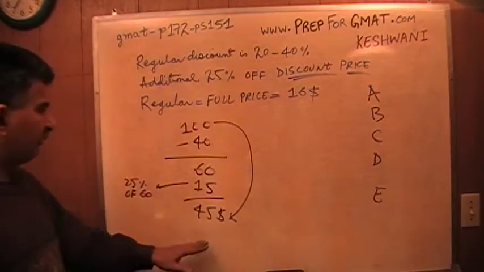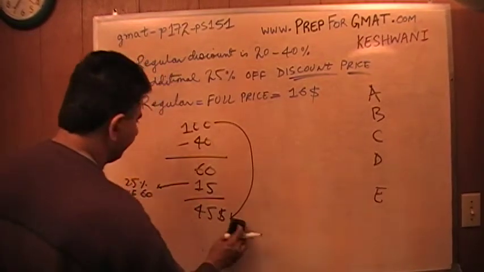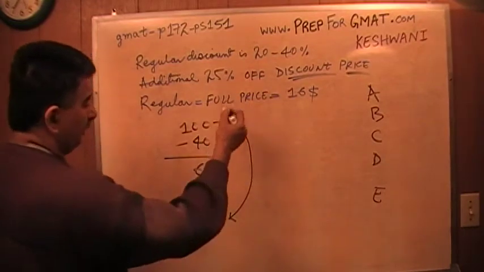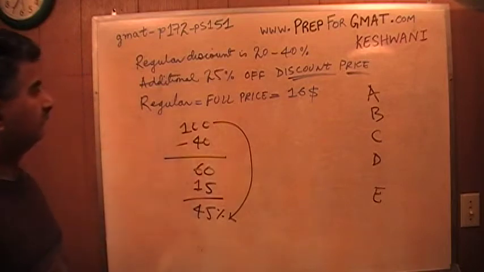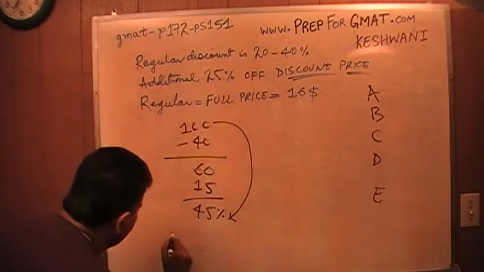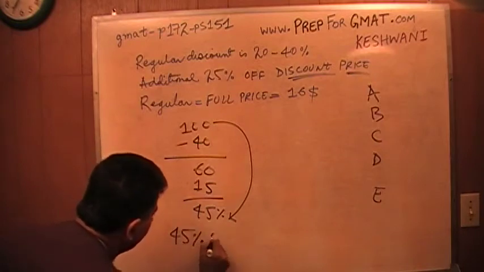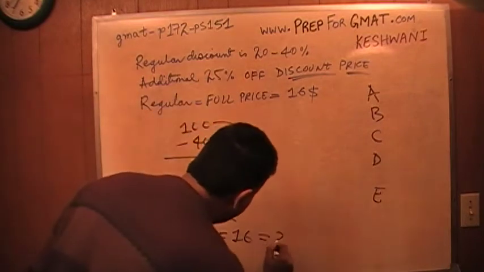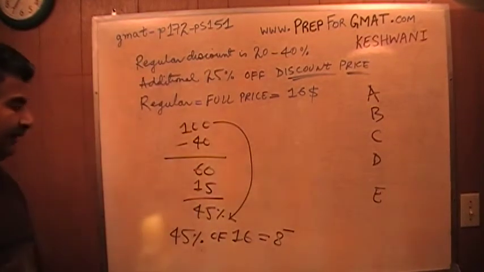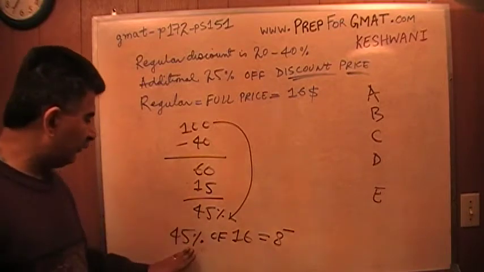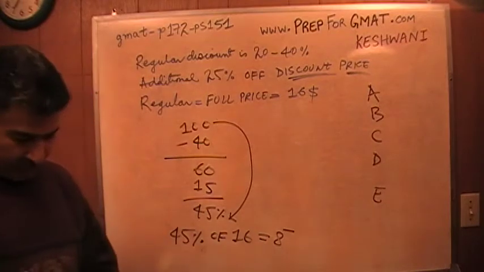So I'm looking for 45% of $16. I don't know what it is, but whatever it is, it's got to be less than 8. How do I know it's less than 8? Because 50% of 16 is 8. If half of 16 is 8, then 45% of 16 would have to be less than 8. Let's see what I can do.